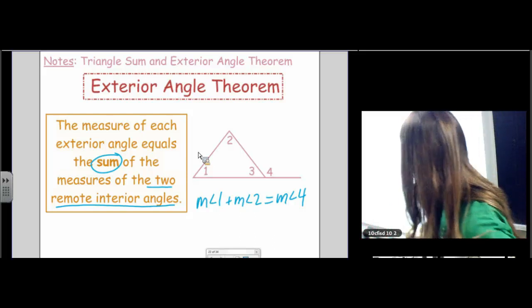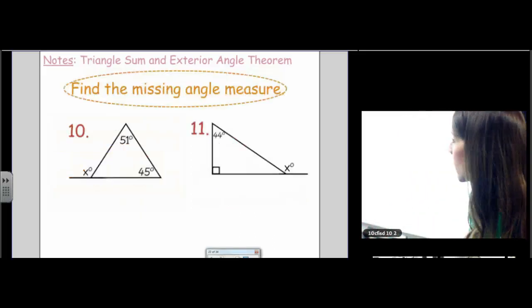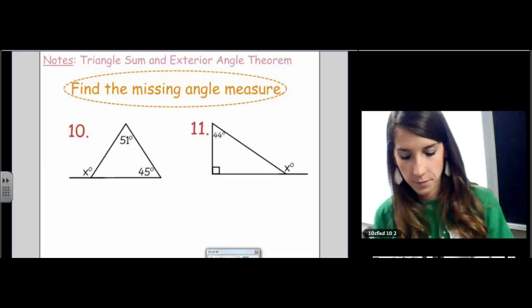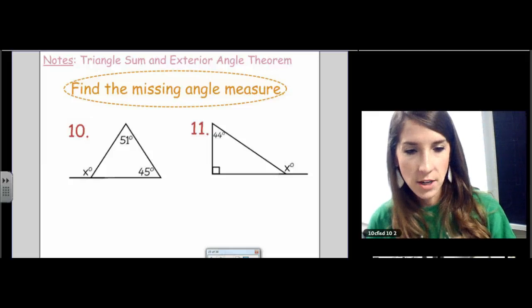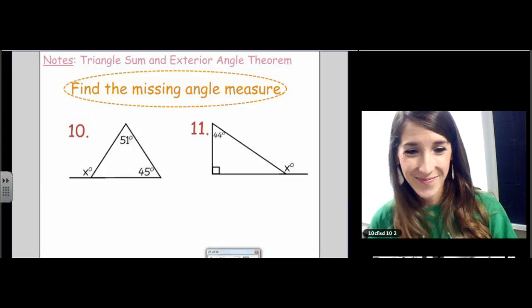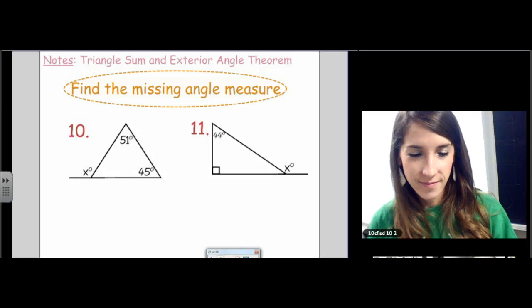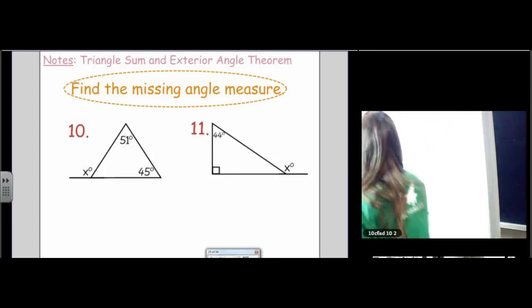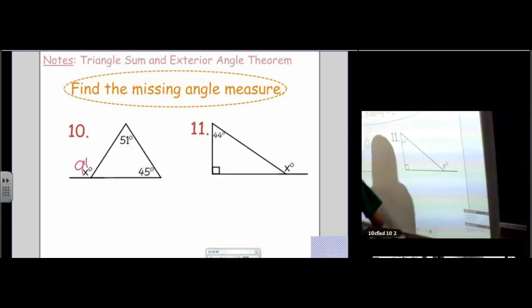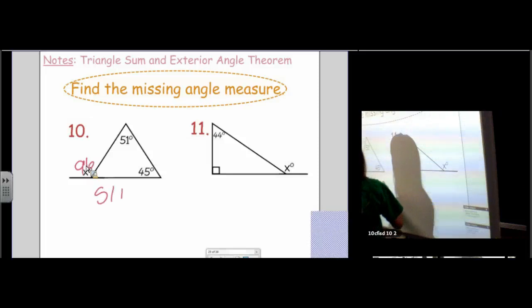Okay, let's put it into practice. Number 10, here we go. Chloe, what is the measure of x? Yay! 96. Very good. All she had to do was 51 plus 45.